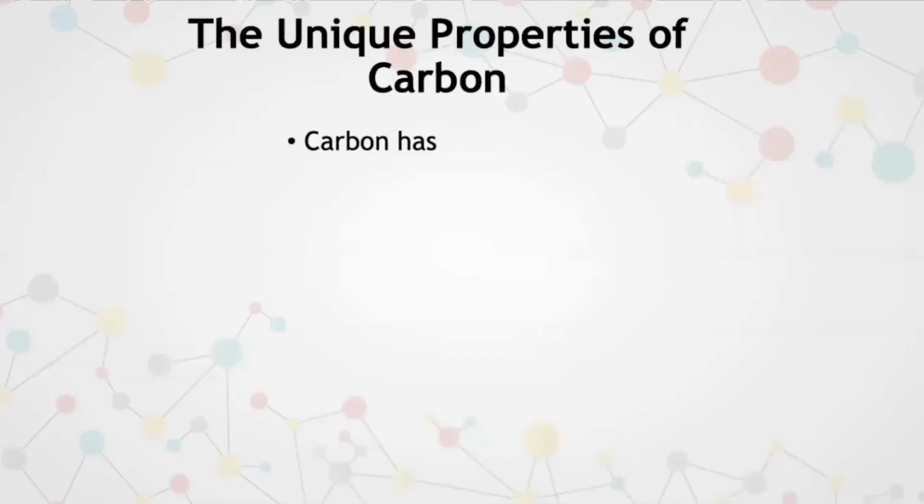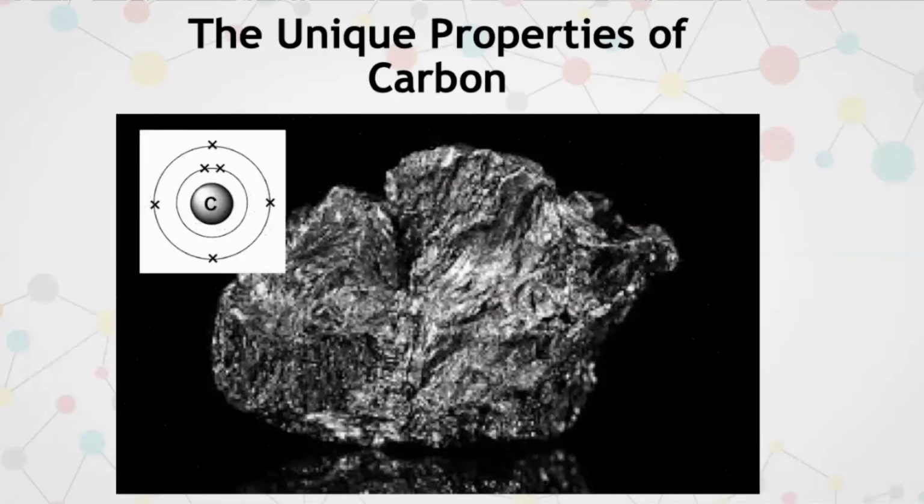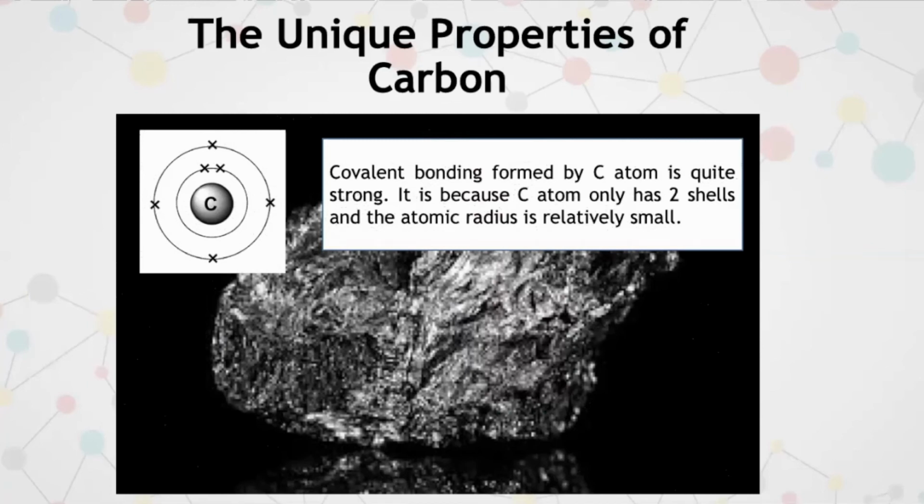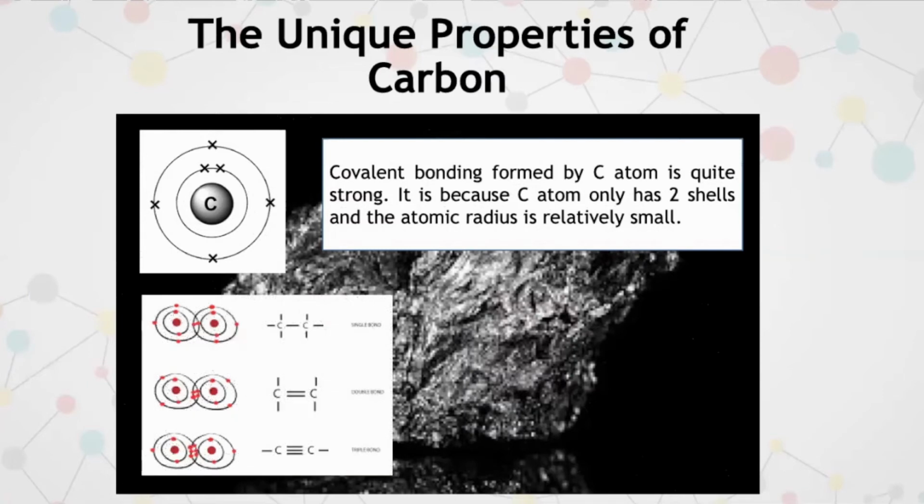The unique properties of carbon. The other unique property of carbon is that the covalent bonding formed by C atom is quite strong. It is because C atom only has 2 shells and the atomic radius is relatively small. The other unique property of C atom is that C can connect with other C with a single bond, double bond, and triple bond.